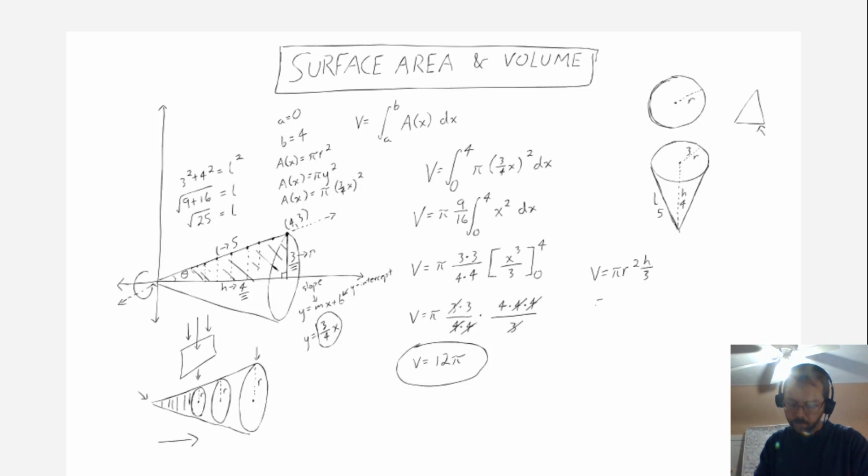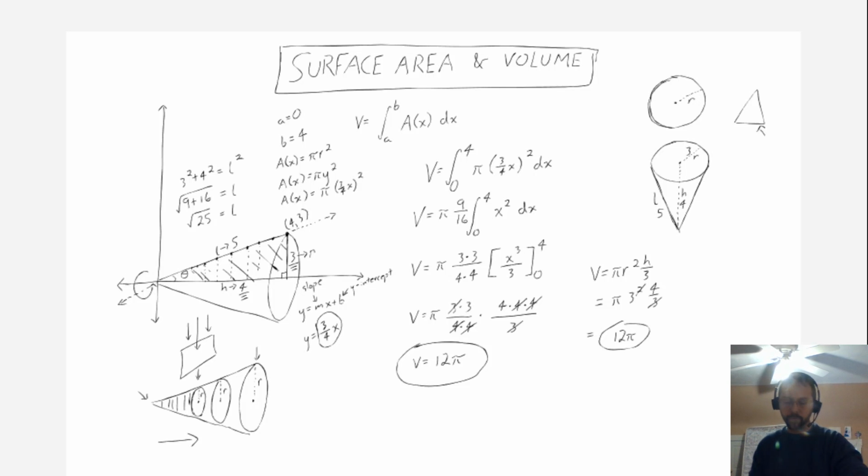So once again, from our given information, r is 3, so 3 squared times, and h was 4, 4 over 3. When we multiply this all out, the 3 on the bottom of the fraction will cancel with one of the 3's from this power. So we're left with 3 times 4, which is 12, and a pi. So we checked our answer, and everything was good, and that was the volume of our right cone.